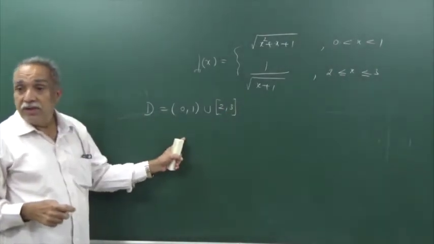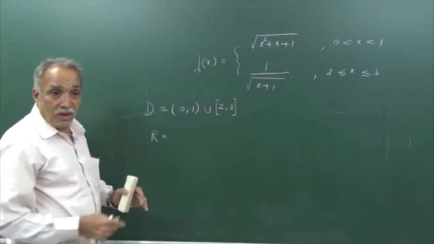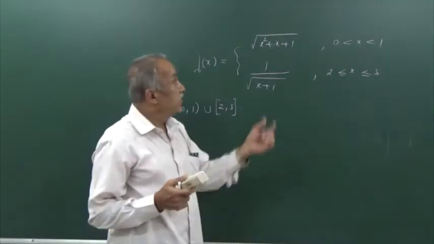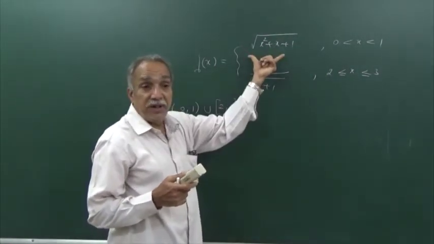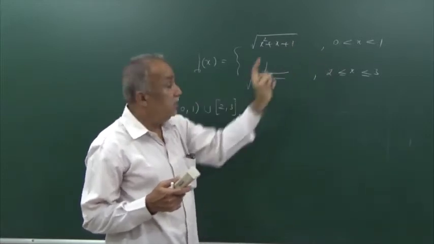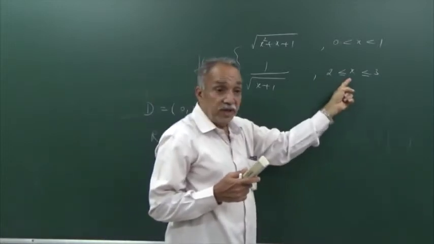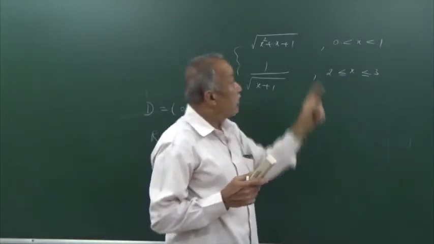Agreeable? What is the range? Next question. Let us examine. Let us find what values are attained by this function when x takes various values from 0 to 1. What values are attained by this formula when x varies from 2 to 3. First, this one.